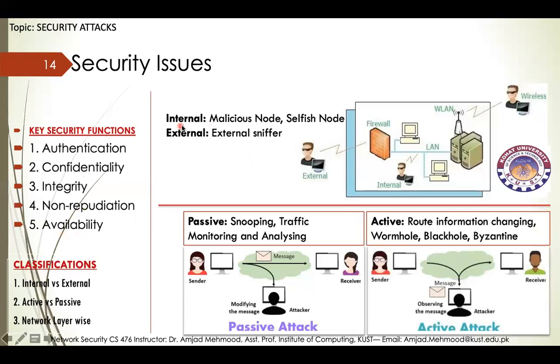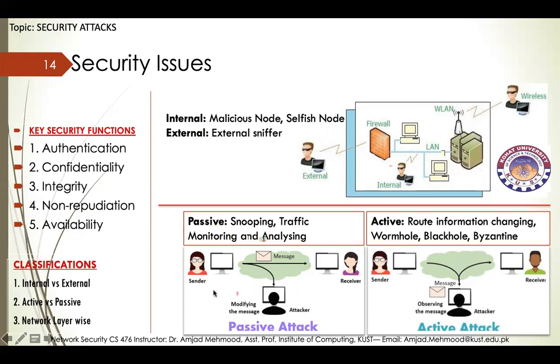So you can see here internal and external. So here, this is a scenario of the network. You can see that this is the network, and there's a malicious user inside. So this is called internal, and this malicious user is outside. So this is called external to the network.